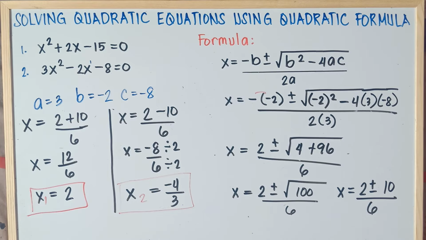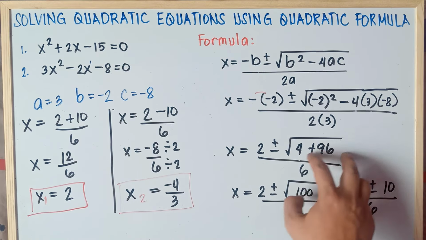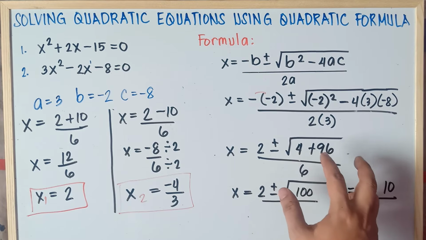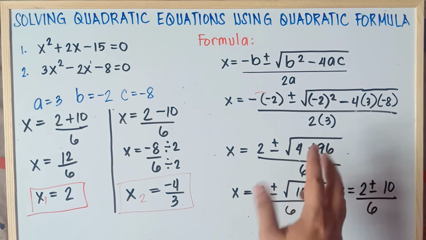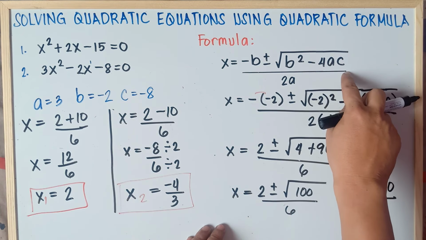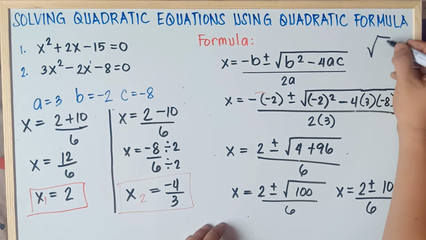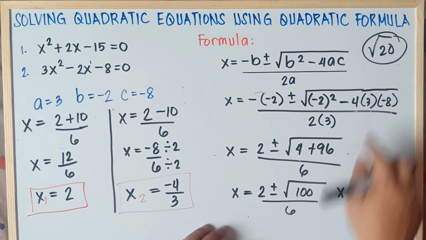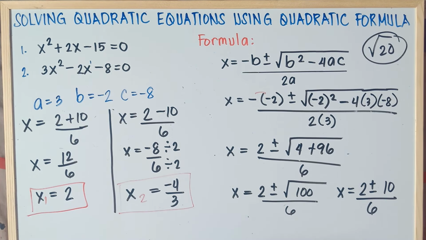Now the next part of our video, class, what if you solve for this square root, class, and the number is not a perfect square? Once you solve for b squared minus 4ac, and the answer, for example, is square root of 20. And 20 is not a perfect square. So what would be the thing that you need to do if the number inside the square root is not a perfect square? And that will be the next part of our video, class.